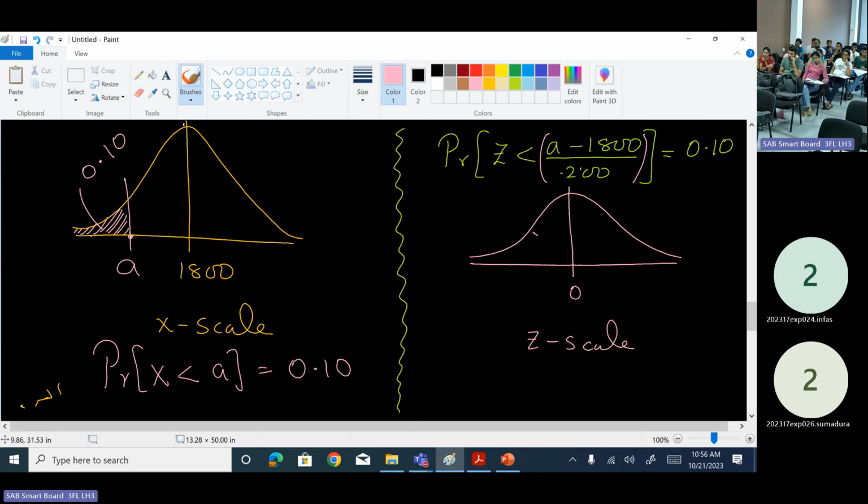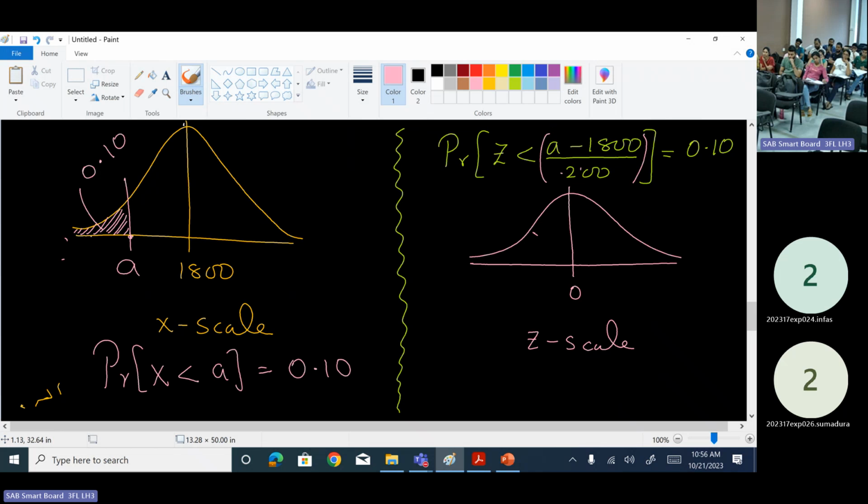When we transfer, left side values will be transferred to the left side. Right side values will be transferred to the right side. That's how this set goes to this side, and this set goes to this side. Right? So if in the X scale, left side values will be transferred to the Z scale left side. Right side X scale values will be transferred to the right side. Now, since originally A was on the left side, this transferred value also will lie on the same side.